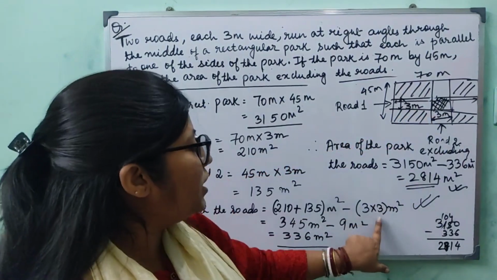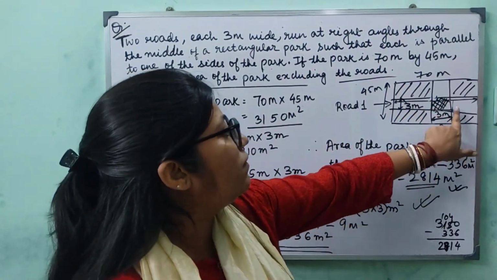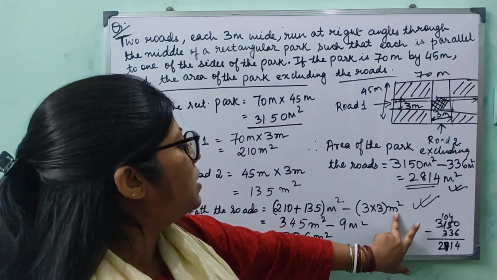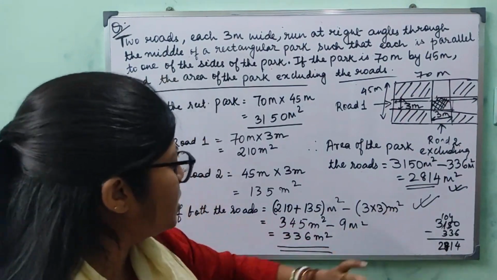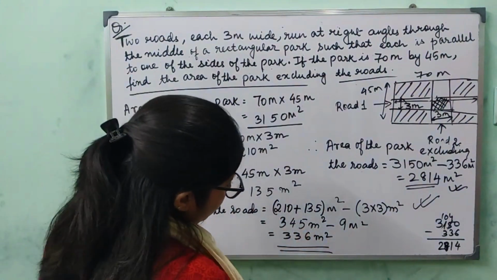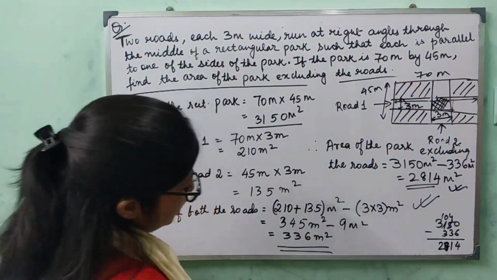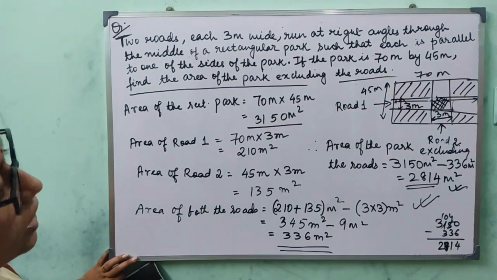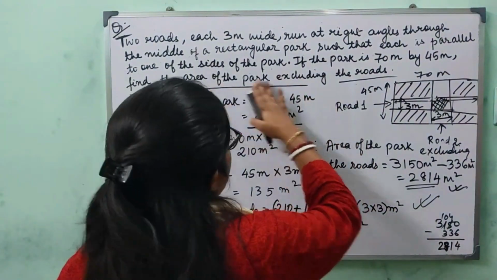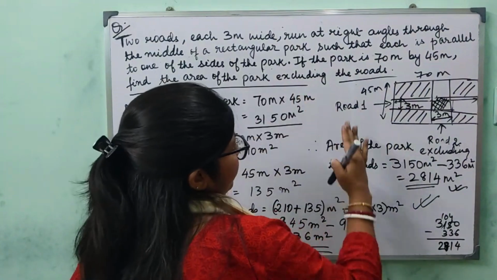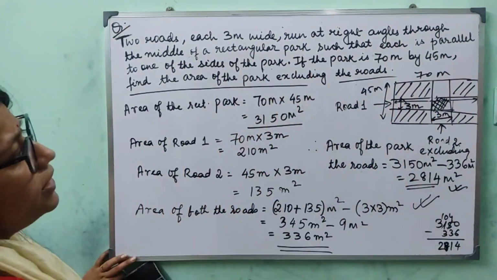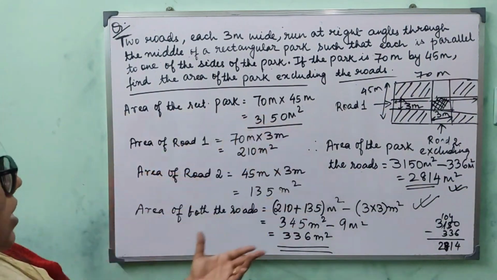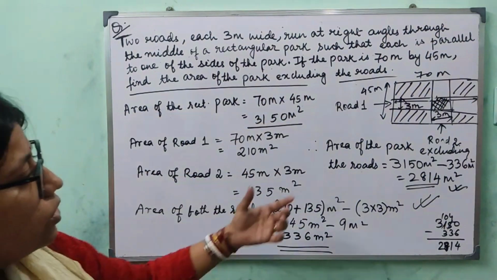So how? 3 into 3, because everywhere this side is 3 meter, this is a square, so 3 into 3, that is 9 meter square. So 345 meter square minus 9 meter square is 336 meter square. Now this is the area of the roads. Now we'll do the last part of the sum, that is to find the area of the park excluding the roads. So that is finding the difference of the area of the park and the area of the roads.